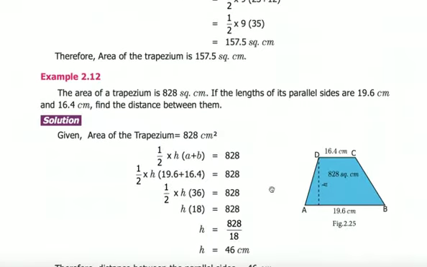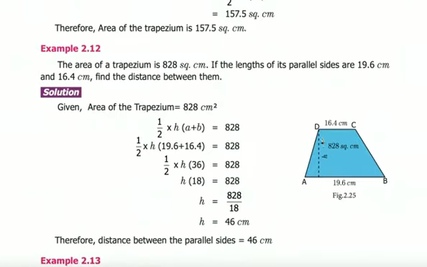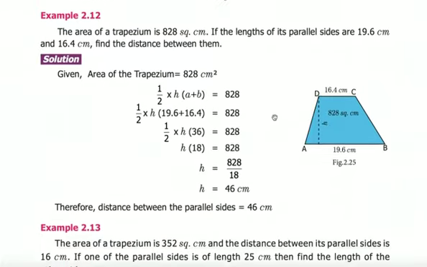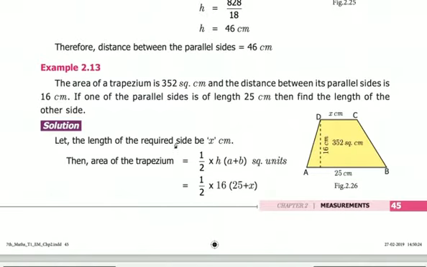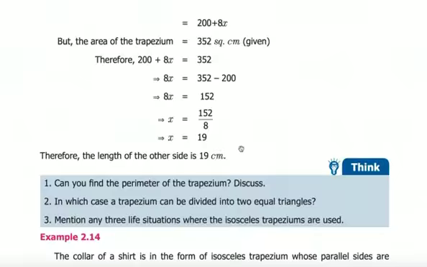Similarly, the area of the trapezium may be given along with the lengths of its parallel sides, and you need to find the height. The distance between them is nothing but the height, and that also uses the same formula. Or the area is given, the distance between the parallel sides is given, and one side length is given while the other is not. That you have to find. That also you can find, right?